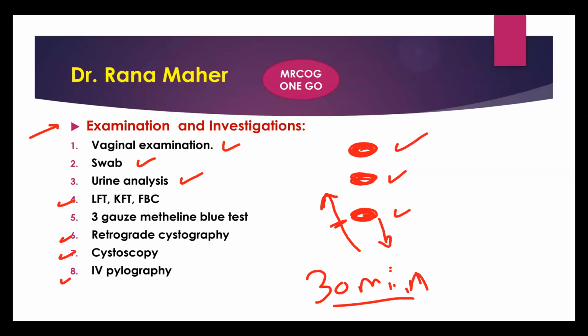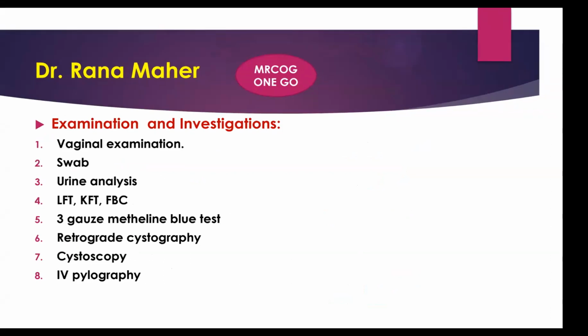Vaginal examination, general examination, vital signs, vaginal swab, urine analysis, liver function test, kidney function test, full blood count, three-gauze methylene blue test. So this is the diagnosis of the fistula: retrograde cystography, cystoscopy, or IV pyelography. What about the next step?